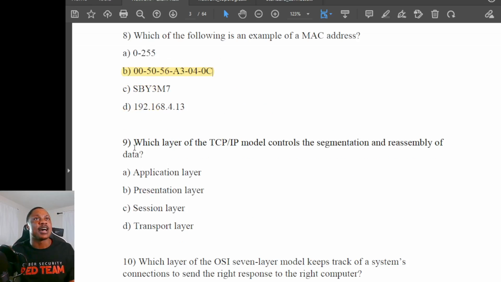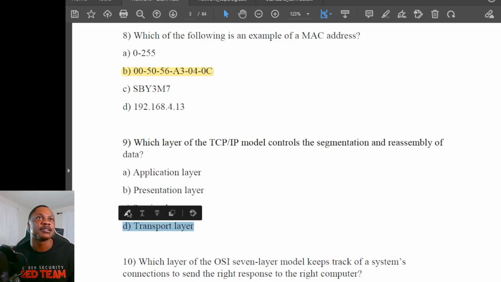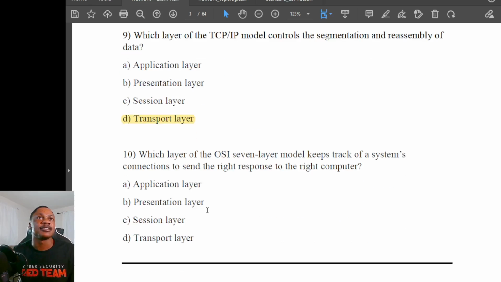Now question 9: which layer of the TCP/IP model controls the segmentation and reassembly of data? We agreed that was D, the transport layer. Question 10: which layer of the OSI 7-layer model keeps track of a system's connections to send the right response to the right computer? We agreed that was the session layer. Session, connection, they go together most of the time.